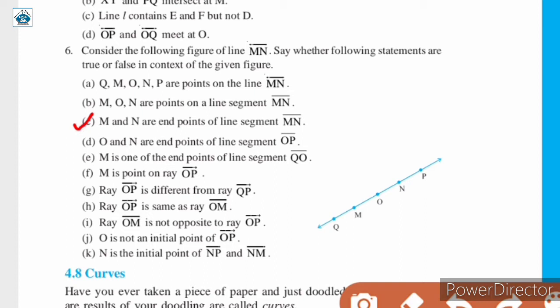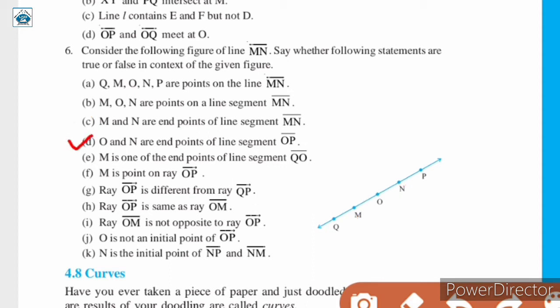Next, M and N are endpoints of line segment MN. As I told you just now, this is line segment MN. What are its endpoints? Obviously, the ones by which we are naming it here, M and N are the endpoints of line segment MN. Therefore this statement is true.